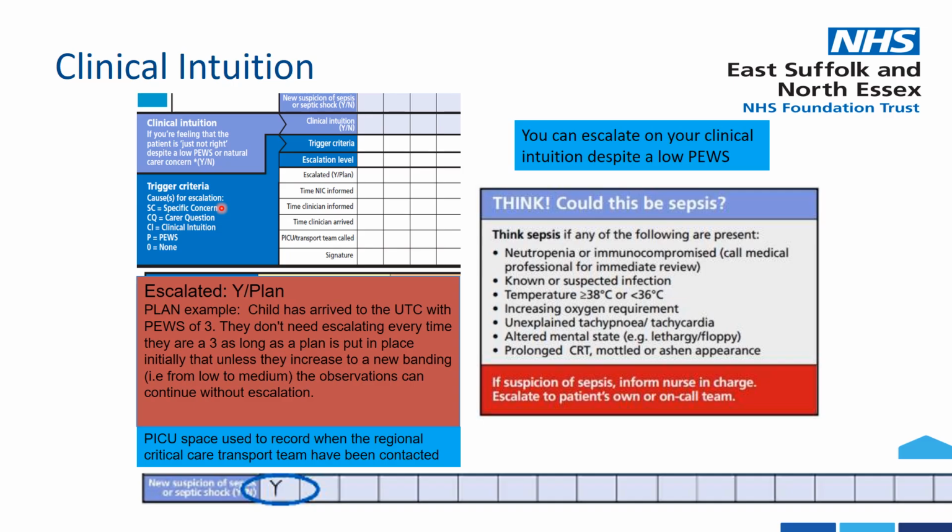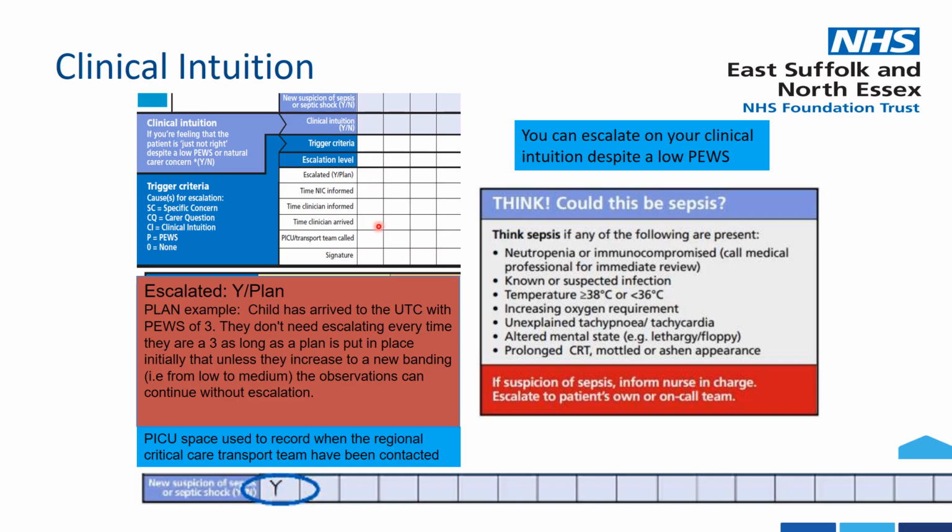So if the child's AVPU has changed, or they are displaying new signs of sepsis or septic shock, then this is another reason why you might escalate, even if the PEWS score is low. So what you'd write in this section here is your trigger criteria. You might write P for PEWS, that's the most commonly used one, or CI for clinical intuition, or you might write a few of them, because you might have clinical intuition and the PEWS is high. And then you want to look at what the escalation level is, and I will go through what that is on the next few slides, and that uses the escalation pathway.